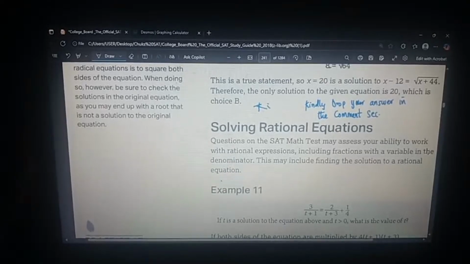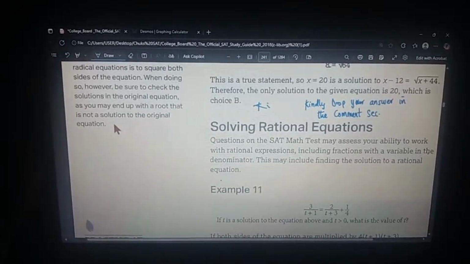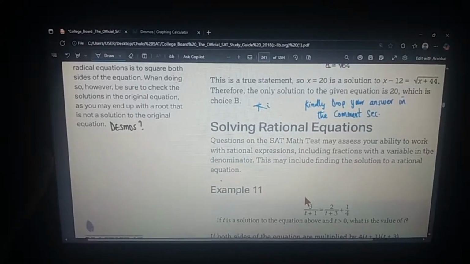There's no answer coming up right now, so because of time, we might just have to do it ourselves and move on. Is this question Desmos compatible? Can you solve it using the Desmos graphing calculator? Yes, it's possible, and that is even much faster than solving it manually. I'm going to show you how to solve this same question with the Desmos graphing calculator right away.